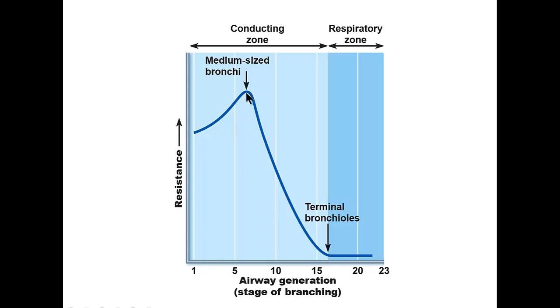So the only place where we see a little bit of increased resistance is where we see that transition from cartilage to smooth muscle and a slight decrease in size. But after that, very low resistance. So the medium-sized bronchi is where we see a slight increase in resistance on our way moving air in from outside the body.